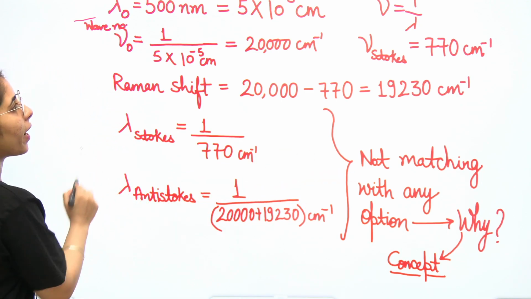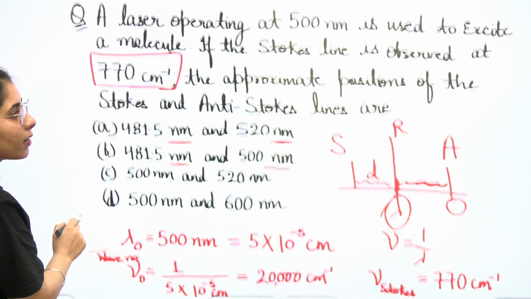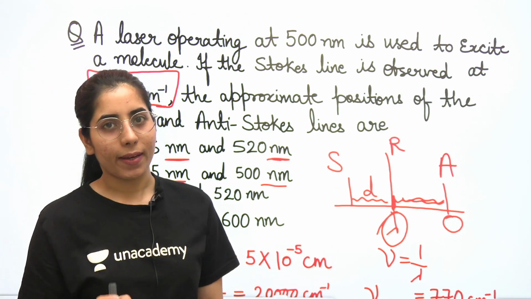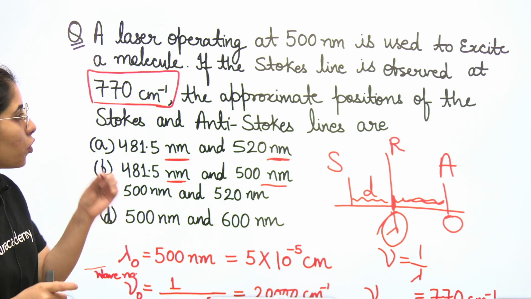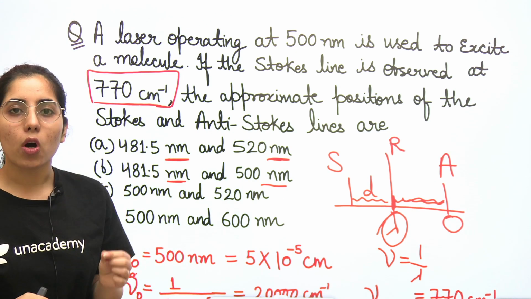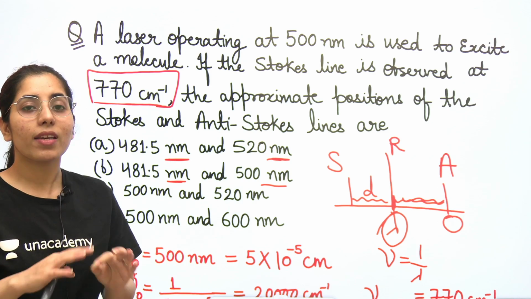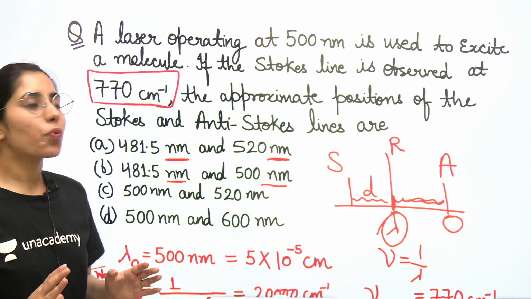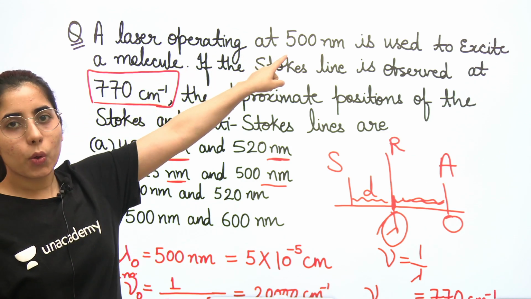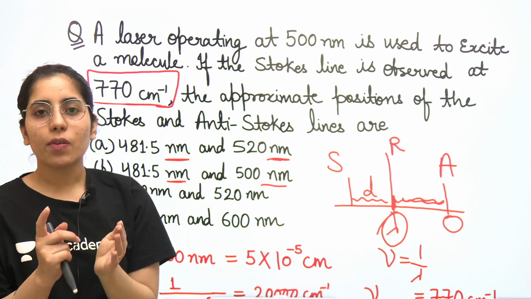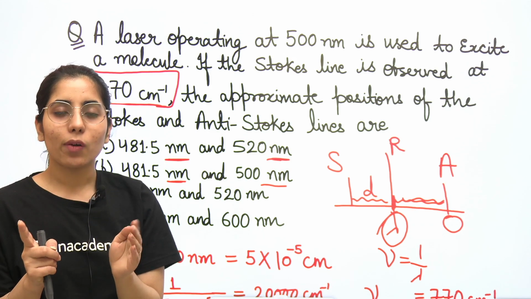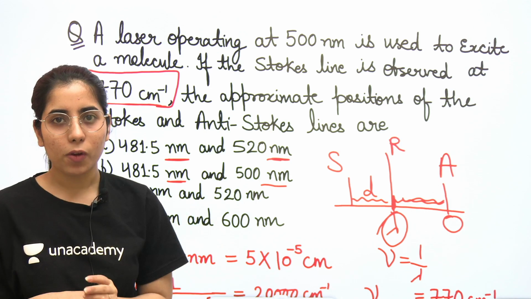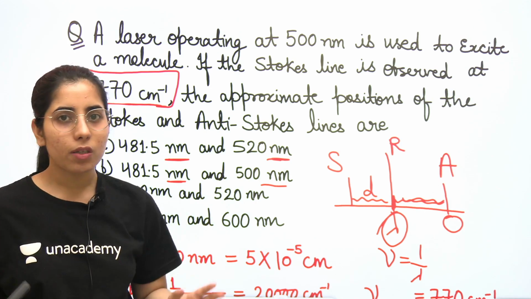What is the reason behind that? The reason is the main concept we are going to consider in this video today. For the Stokes and the anti-Stokes lines, we can never have the same frequency at which we are operating the laser. If we relate frequency with wavelength, the constant there is c, the speed of light. Other than that, everything remains the same.